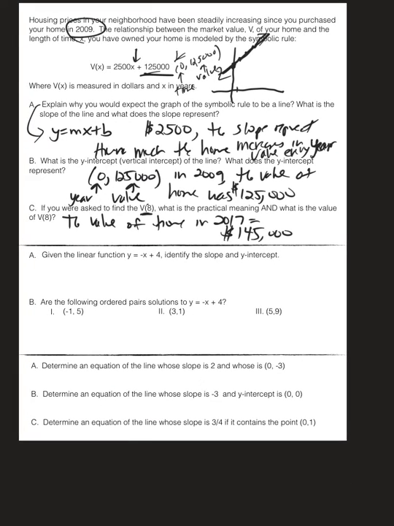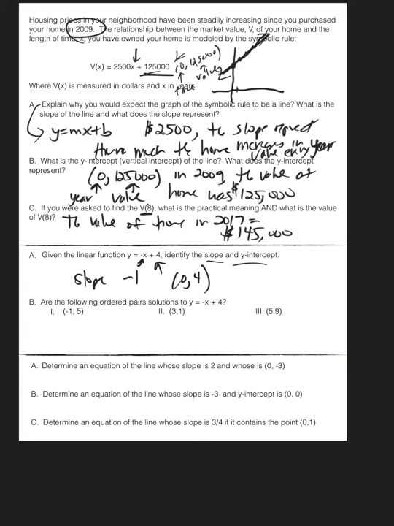Looking at the next examples, given the linear function y equals negative x plus 4, they want you to identify the slope and the y-intercept, just like you were doing on the graph before. The slope here is the number that's paired with the independent variable. It's -1. The y-intercept is 0, b, and the b is 4.